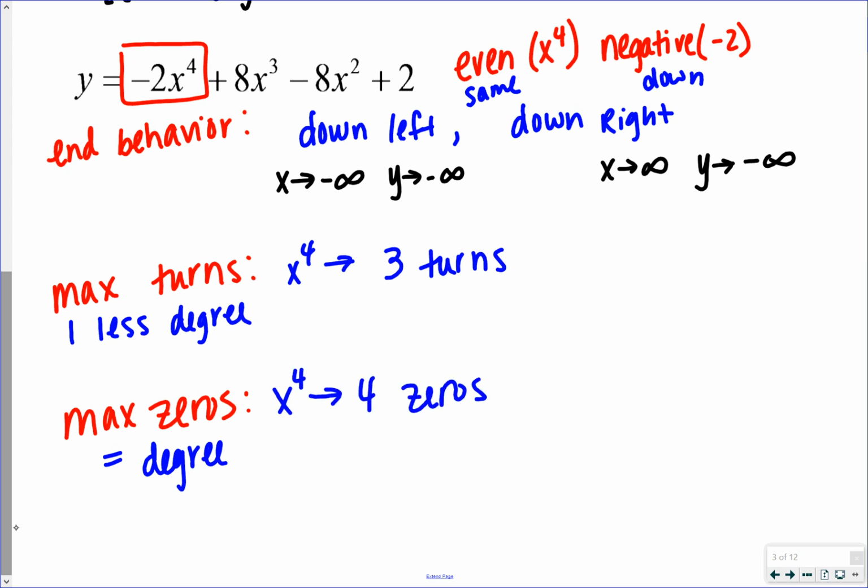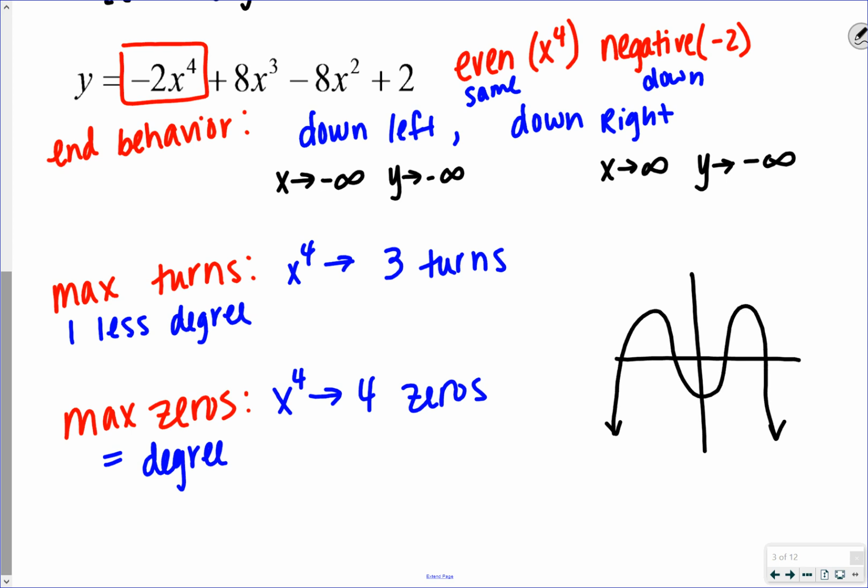Think about what this could look like. If I had a 4th degree polynomial, both arrows are going down, I can turn around once, turn around twice, turn around 3 times. I have 1 turn, 2 turns, and 3 turns. And I have 4 zeros. 1, 2, 3, 4.